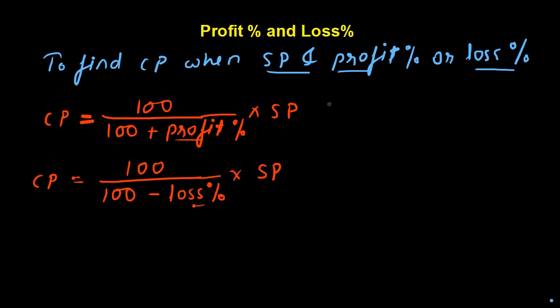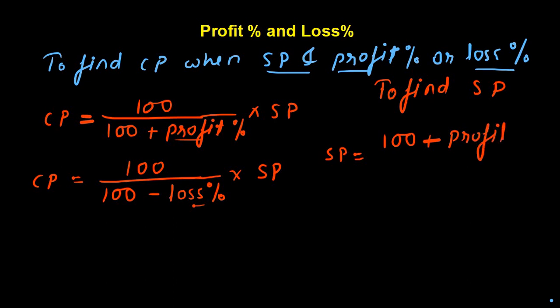Now, same thing, let me write here, to find SP when CP is given and its profit percent or loss percent is given. Okay, so SP we are supposed to find. SP is equal to, the formula is 100 plus profit percentage upon 100, times CP. Can you see?